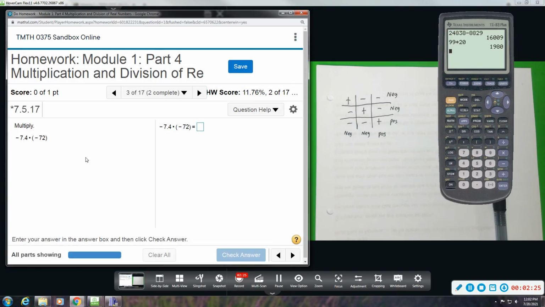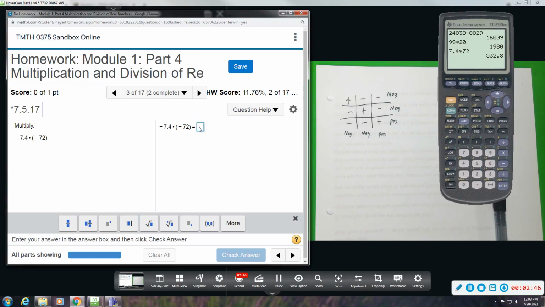All right, and then we're going to do one more here. We have negative 7.4 times a negative 72. Now, negative times a negative is going to be positive, so I'm just going to do 7.4 times 72. And that gives me 532.8.